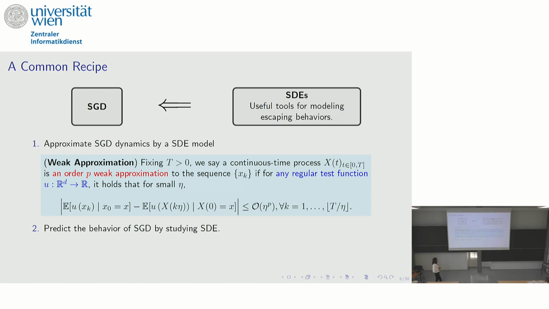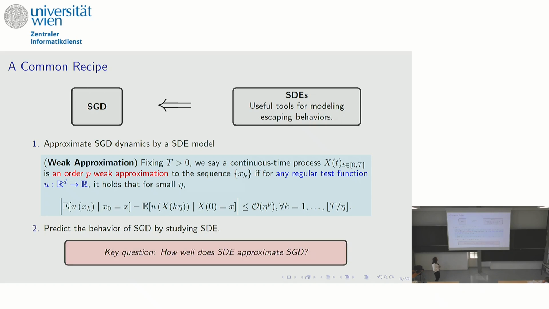So clearly, what you can see is that how well you're able to approximate SGD would determine exactly how precisely you will reflect the behaviors of SGD, right? That is basically the central question here: how well does SDE approximate SGD? Surprisingly, we showed that actually lots of the existing SDE models do not really do the job very well, and I will give you some examples.